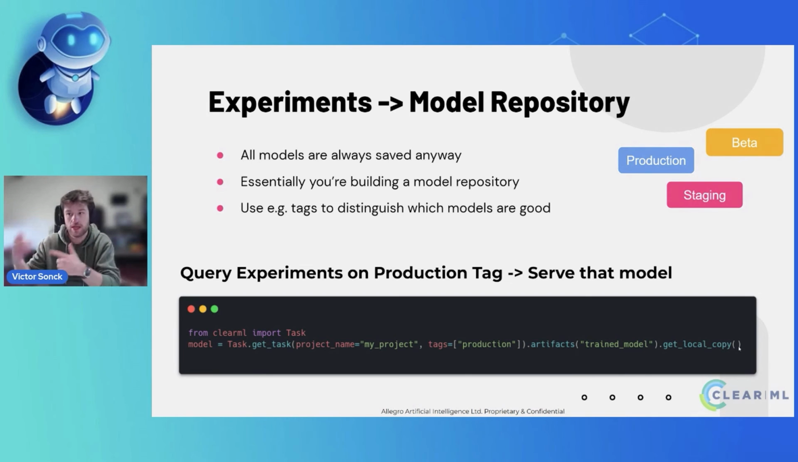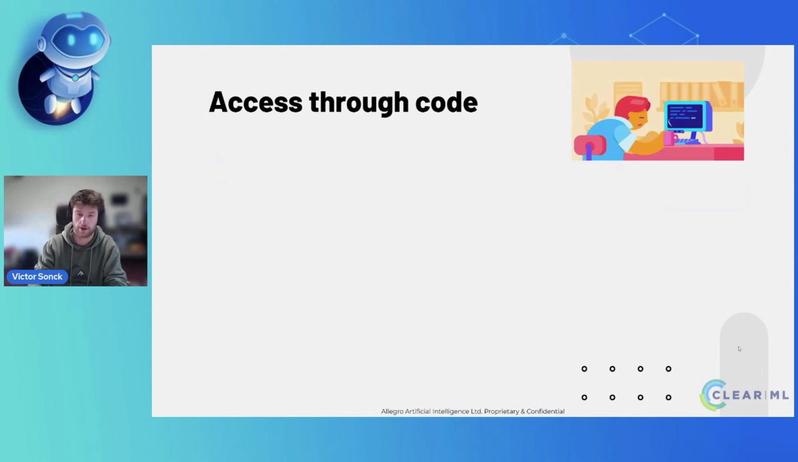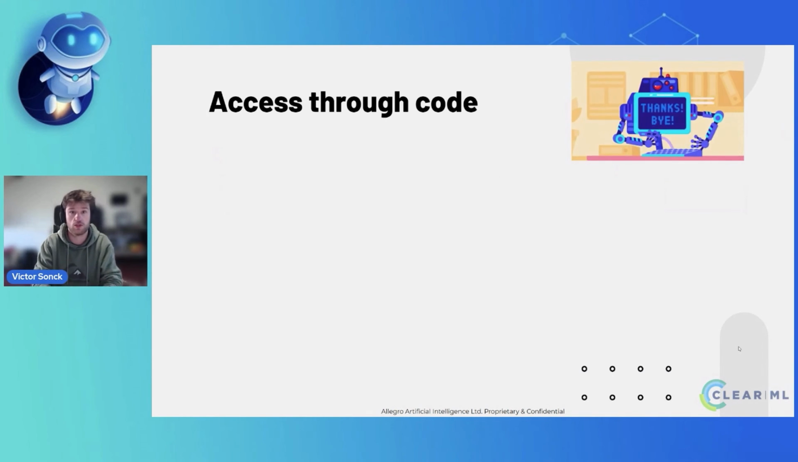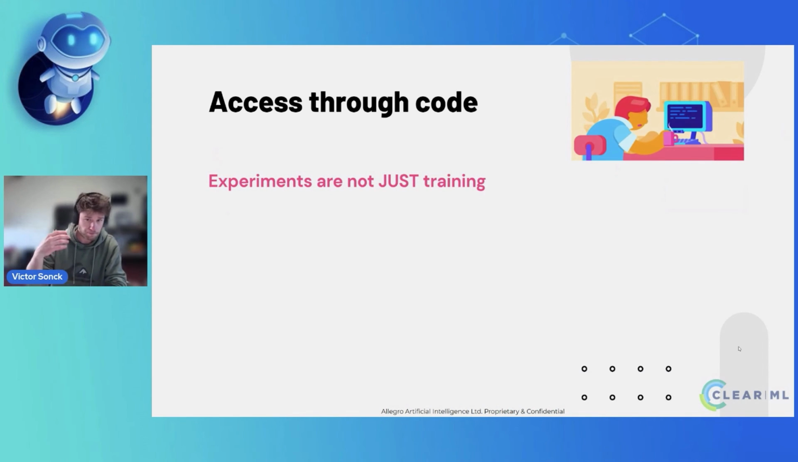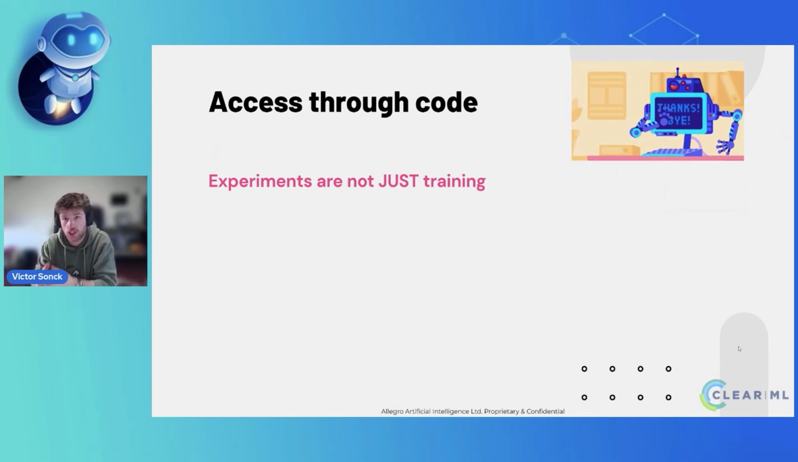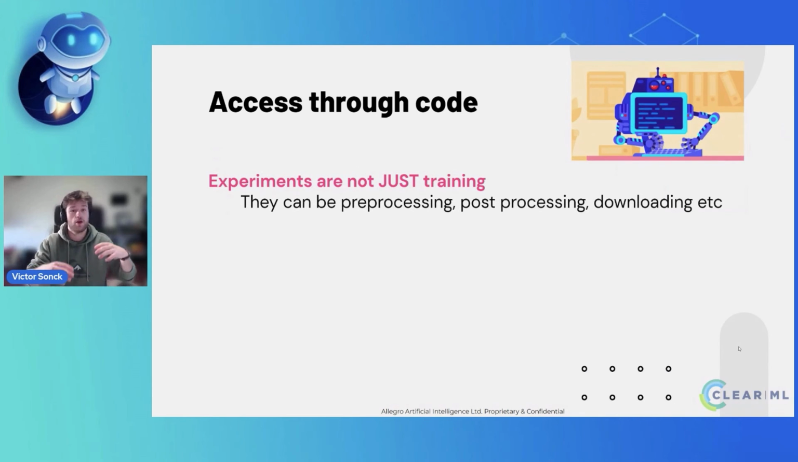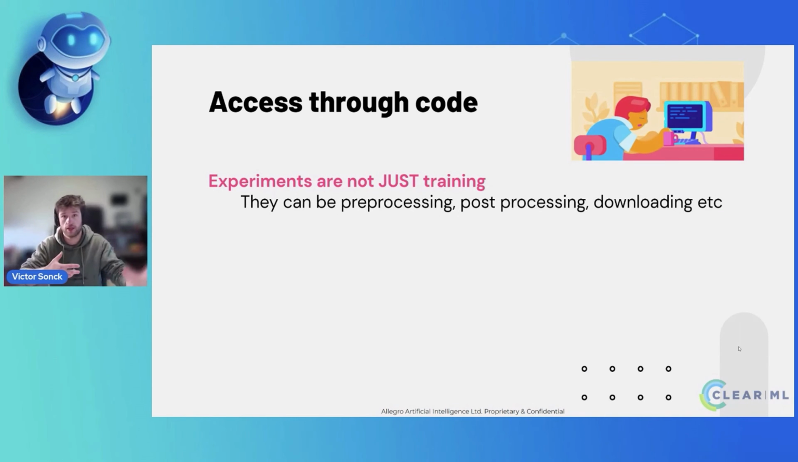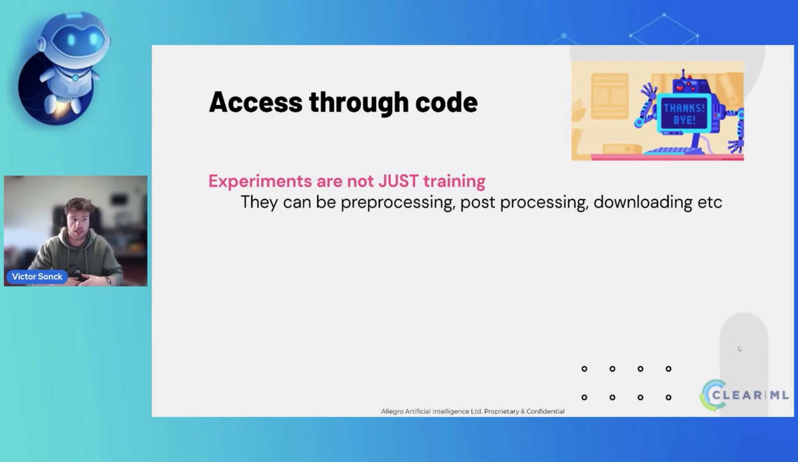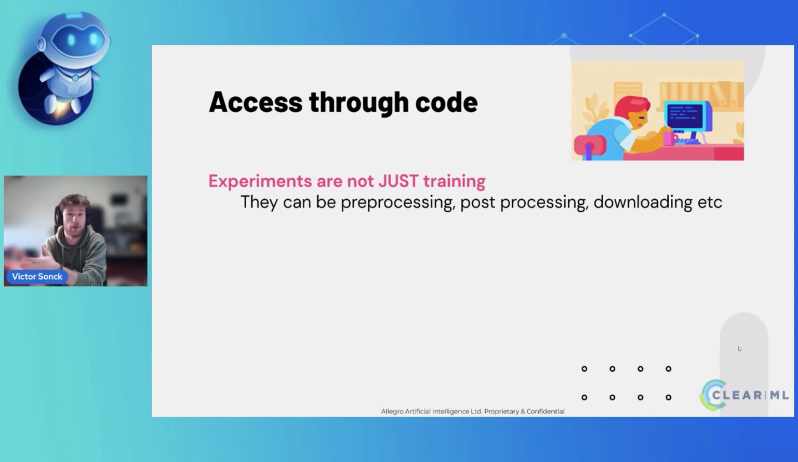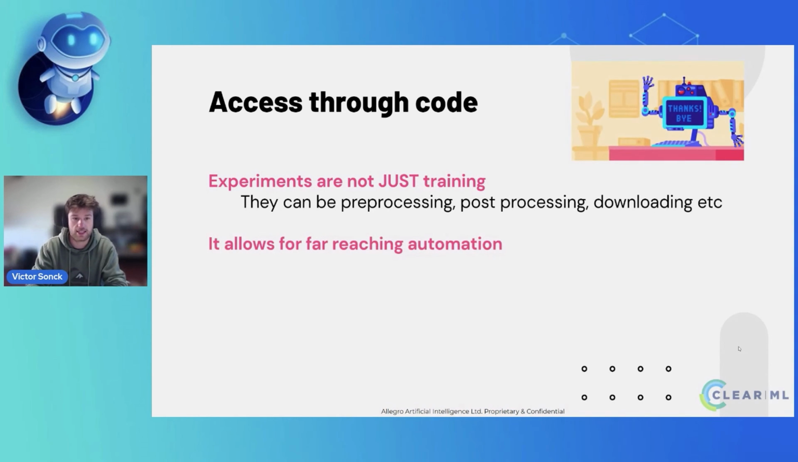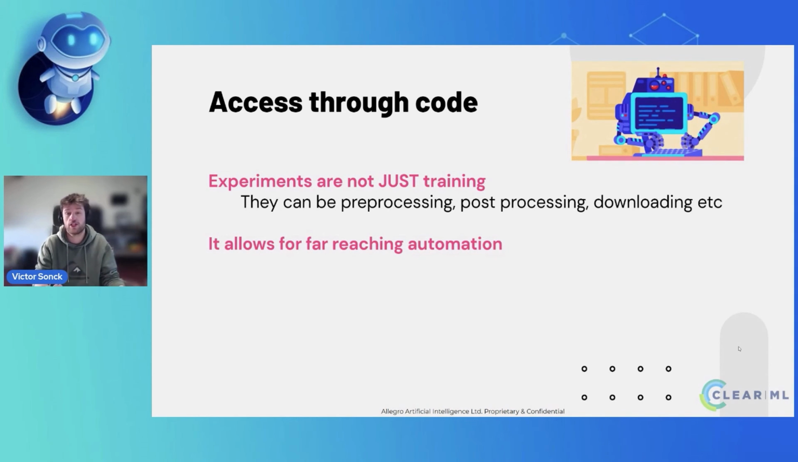So it gets really, really nice to chain these things together, which actually brings me to access to the code, which is essentially automation, right? So experiments are not just your training scripts. They can be pre-processing, post-processing, downloading of data. Everything that is even part of your pipeline can actually be a separate task or a separate experiment, right? And the idea is that this allows for far-reaching automation.